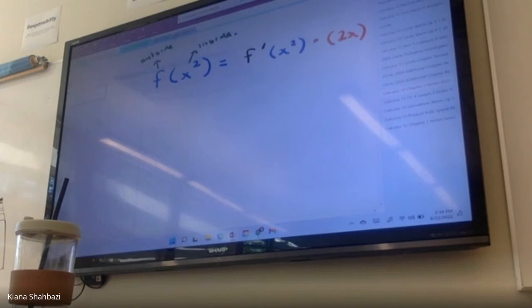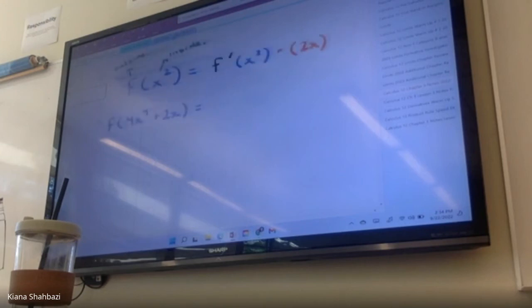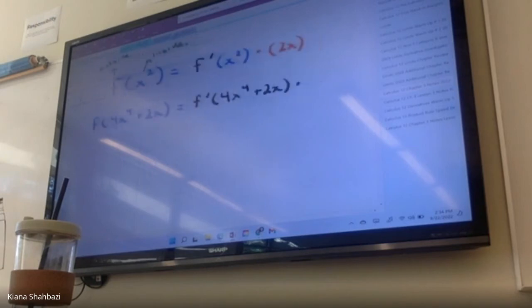If I give you this now, f of, I don't know, 4x to the 4 plus 2x, what's my outside function again? If I take its derivative, it'd be what? F prime of what? Right, notice that we leave this alone, right? We're leaving this alone, and then times what?